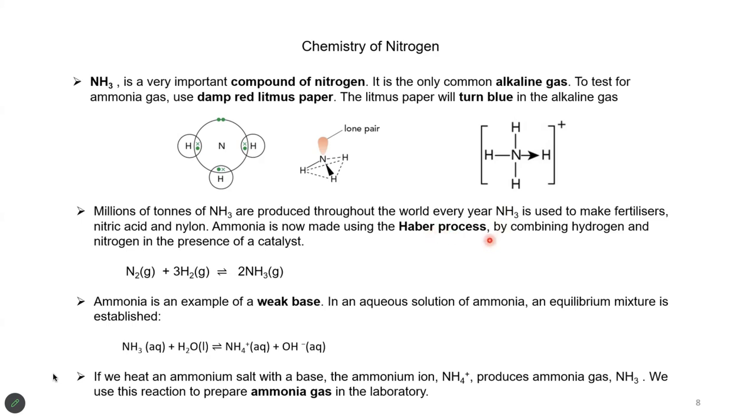Ammonia is a very important compound, and industrially millions of tons of ammonia are produced. We produce it from nitrogen gas and hydrogen gas, with a catalyst and a certain temperature giving us ammonia. And ammonia is an example of a weak base. Here is the reaction we showed of how we can talk about a weak base.